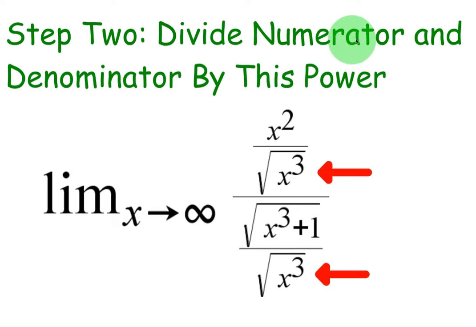Step 2 is to divide the numerator and denominator by this power. And this is why, right? Because I can't divide x cubed into that unless there's a radical there. So that's why we do that. So top is going to be x squared over x cubed. Bottom is going to be the square root of x cubed plus 1, all divided by the square root of x cubed.